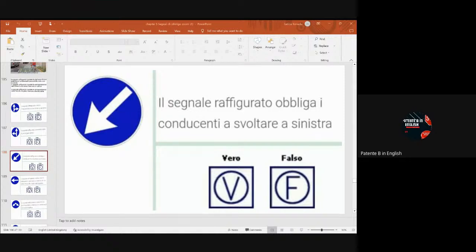And the answer to this question is false. Yeah, so this signal is il passaggio, the passing. Il segnale raffigurato. So this sign figure obbliga i conducenti a svoltare a sinistra. So this sign obliges drivers to turn to their left, and the answer to this question is false. No, you are not obliged to turn to your left, but you are obliged to pass to your left or to pass on your left hand side.